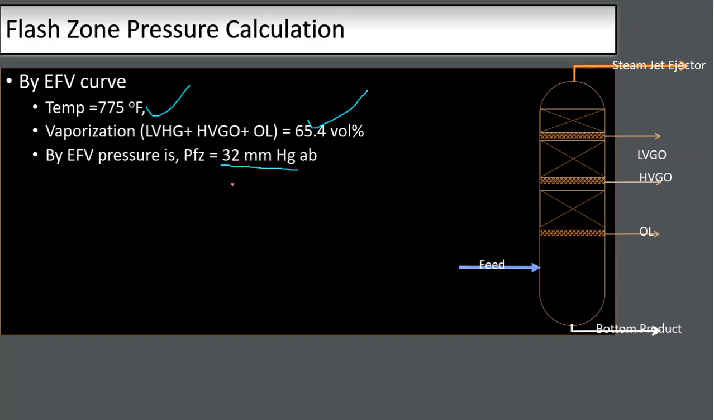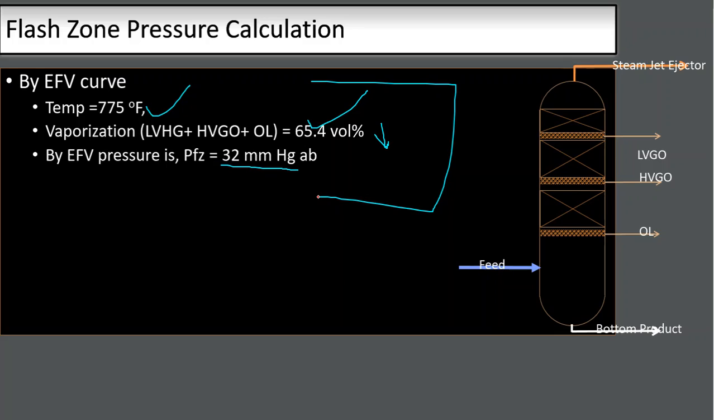This is the important thing. We have to maintain the 32 mmHg absolute, that is the pressure required here. We cannot go beyond that pressure. If we increase the pressure, vaporization will decrease, as we know.